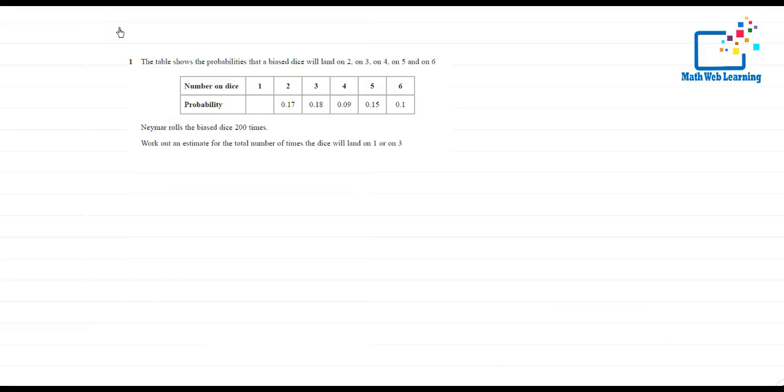Right, question number one, we start with it. We need first to find the probability of getting a 1. In order to do that, we do 1 minus the sum of all the other probabilities, so that is 0.17, add 0.18, add 0.09, add 0.15, add 0.1. Go ahead, use a calculator and do this calculation, you will get 0.31. Okay, so the answer is 0.31.